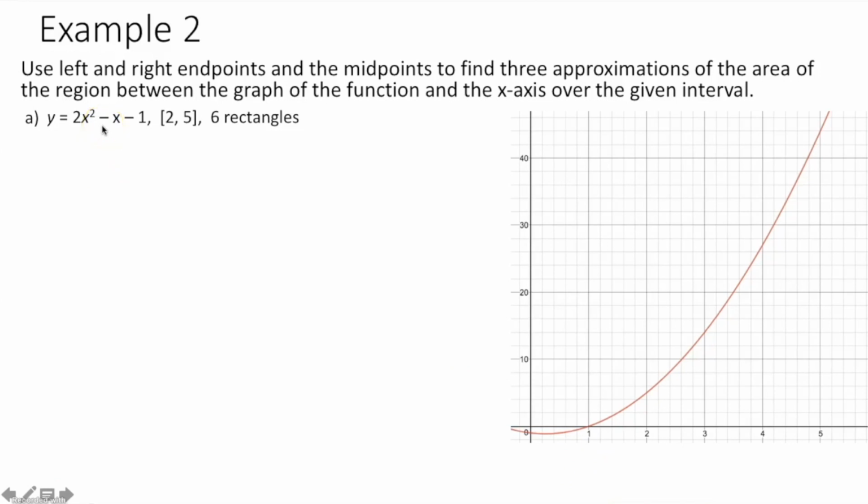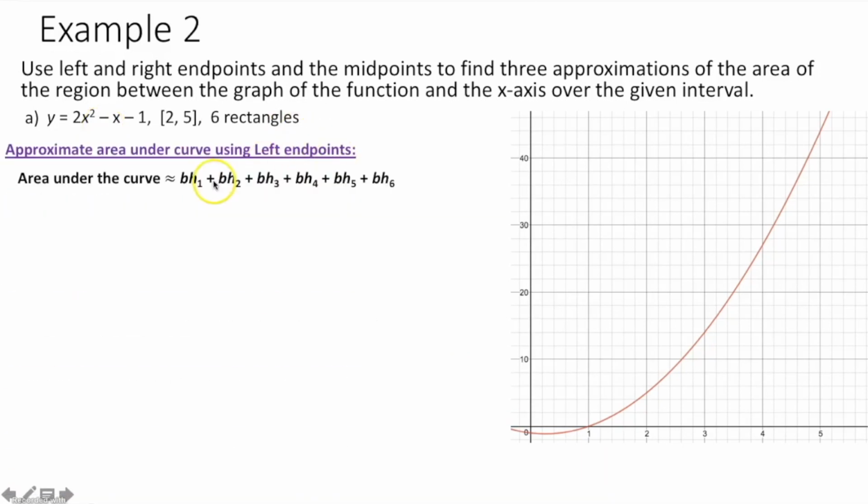Example 2, doing the same thing. First, left endpoint approximation. This time, we have 6 rectangles that we are going to use to approximate the area under the curve between 2 and 5. So between x equals 2 and x equals 5, we are going to use 6 different rectangles. That means we have the area of 6 different rectangles that we have to add together to get that approximate area. Now, the base is going to be the same.